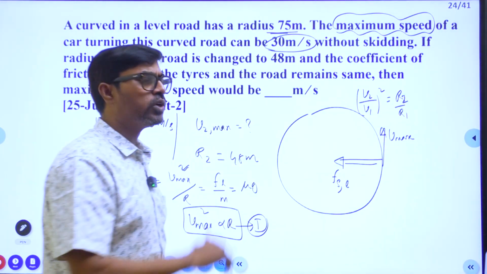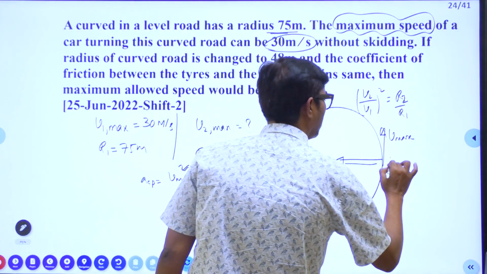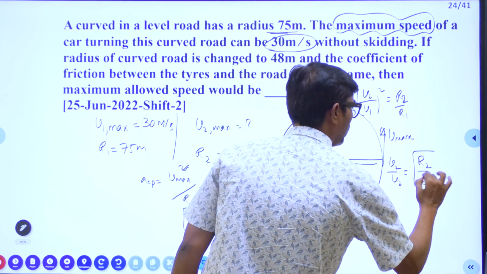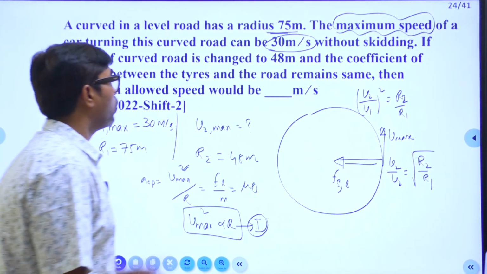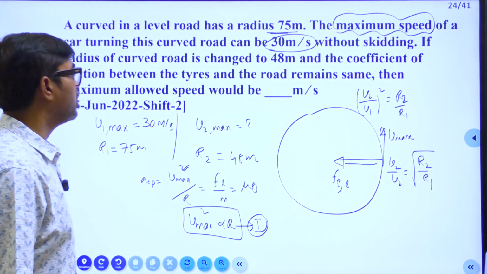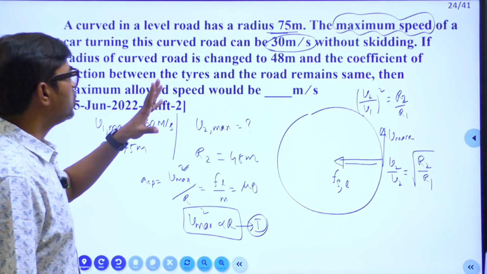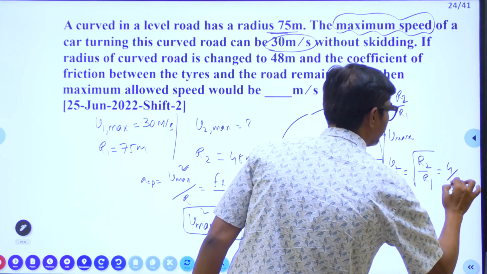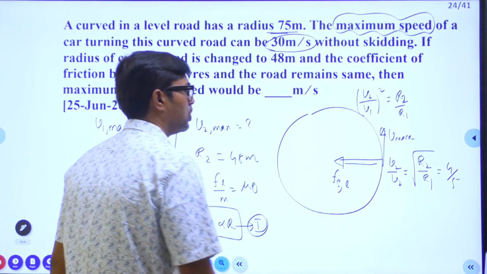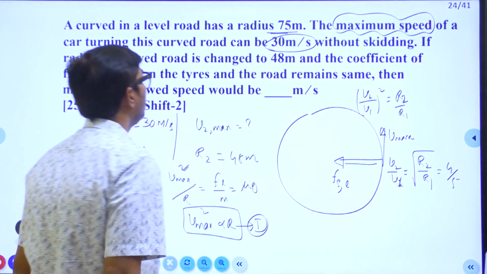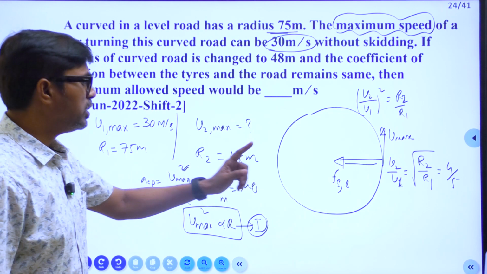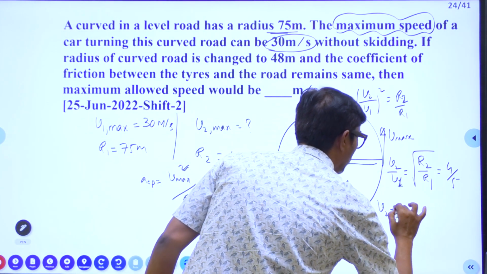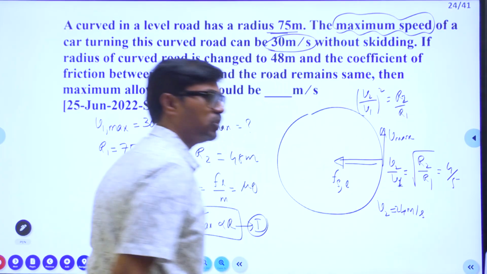Fine. You can apply the root either side. What do I get? V2 by V1 equals the square root of R2 by R1. R2 is 48 by 75. Either 3 times it goes, 16 by 25. The root of it will give you 4 by 5. So V2 by V1, V1 is how much? 30. 30 by 5 is 6. 6 4s are 24. So V2 equals 24. 24 meters per second is the velocity you get.